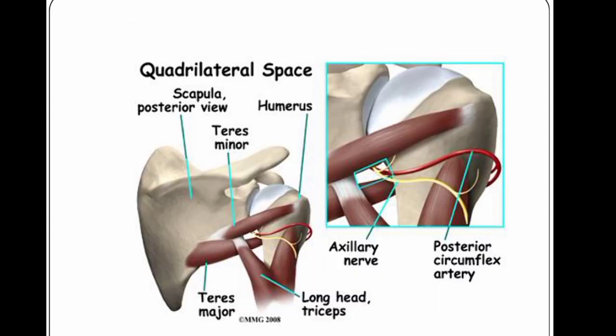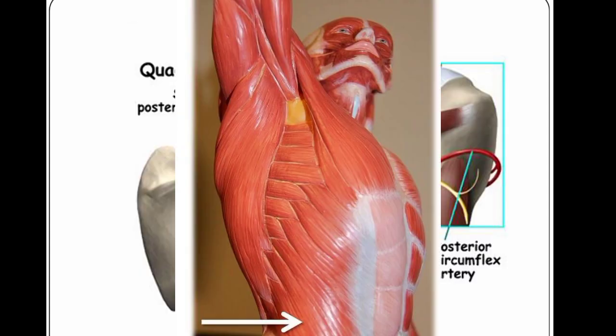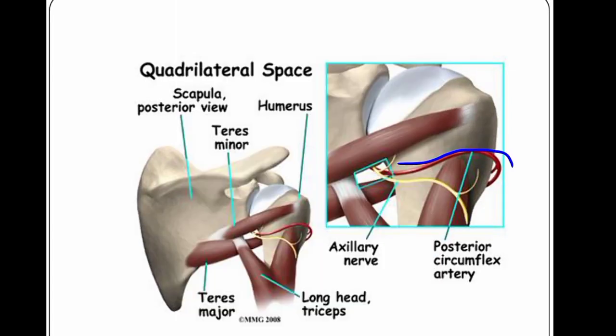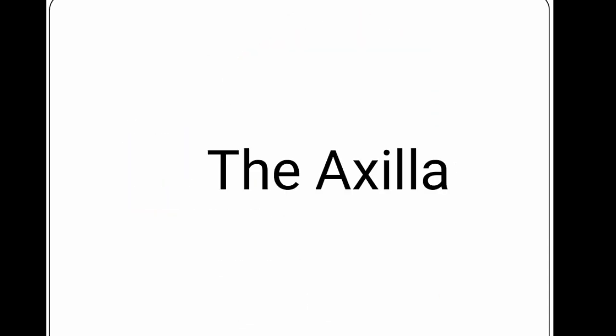Here is another picture of the quadrangular space. You can see the posterior circumflex humeral vessel, red in color, and the axillary nerve crosses this space and enters the upper limb. The next region is the axilla.